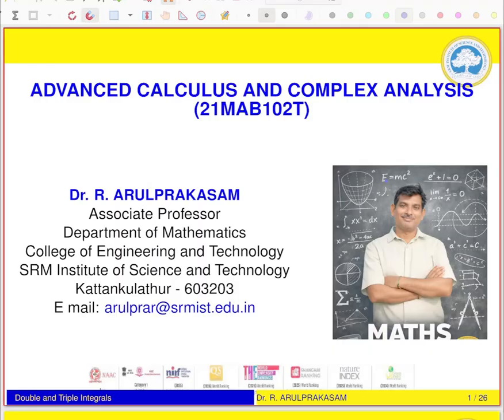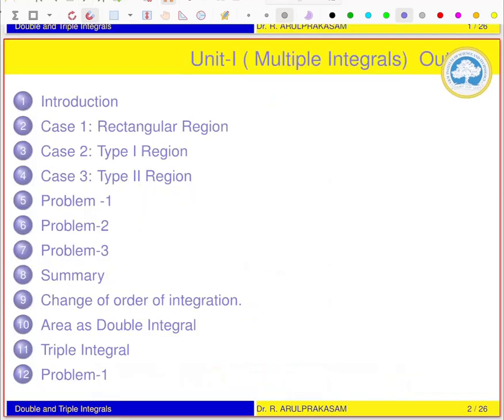Today I am going to discuss the subject titled Advanced Calculus and Complex Analysis, second semester, subject code 121 MAB 102T. First, I am going to discuss the first unit, multiple integral, and the syllabus mentioned in our syllabus.